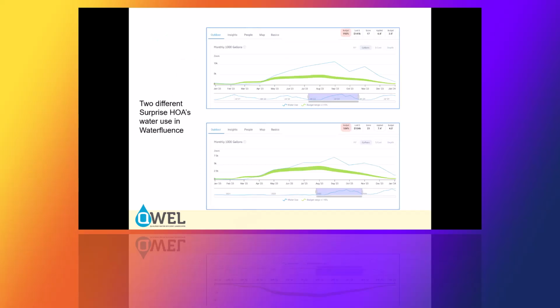These two graphs are from our WaterFluent software system. They show the same basic curve as on the previous slide. The green line is the HOA's water budget. The blue line is their water use. You can see for both HOAs that they were slow to increase water use in the spring, and then they way overshot in the summer, fall, and winter. Ultimately, they both had almost double the water use compared to their budget. This is what proper planning and scheduling can prevent: this overuse of water.